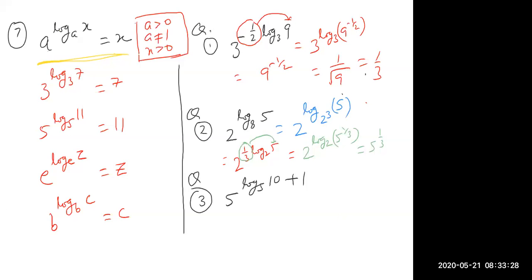Similarly, in the last one, you can write first, this is equal to 5 raised to power log 5 10 into 5 raised to power 1. When bases are the same, powers will be added. So this is 10 into 5, which is equal to 50. Here, what is x? This x is 10.